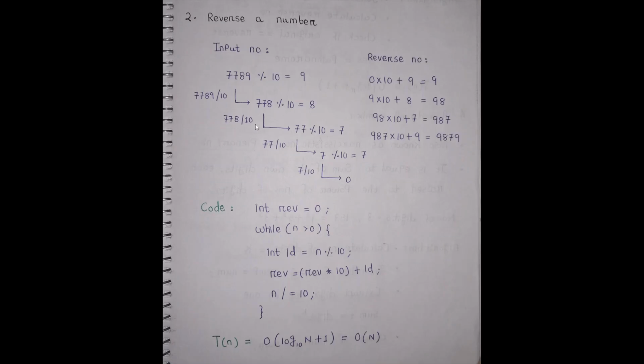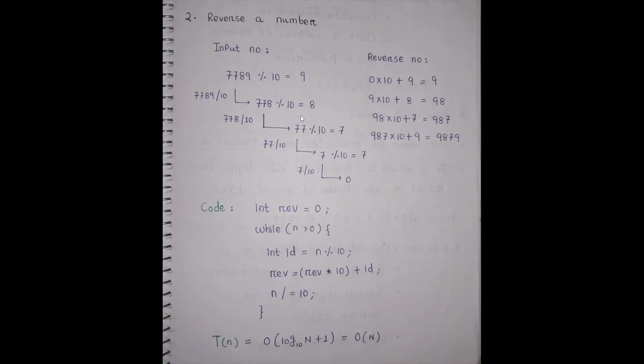Then again we have to divide the number by 10 to extract the next digit. Then again in the next iteration, modulo 10, multiply the previous value of the reverse number with the place value that is 10, then add up the new extracted digit to get the reverse number. At last, we have to continue these iterations until our input number becomes 0.